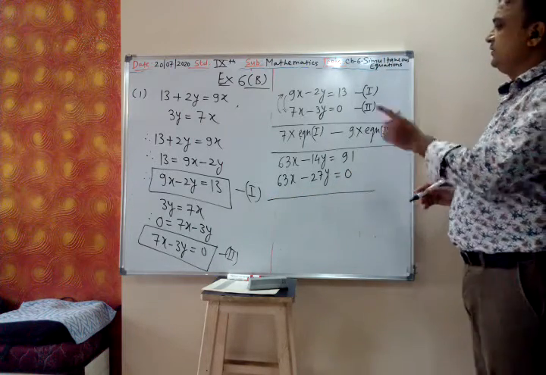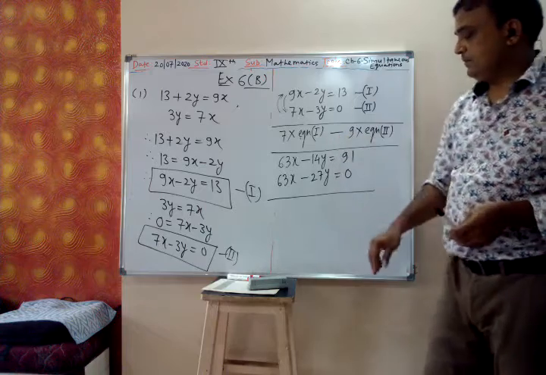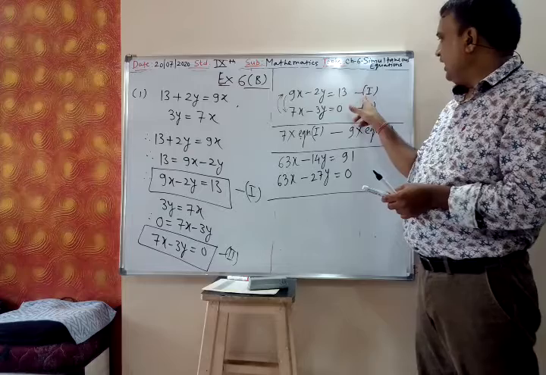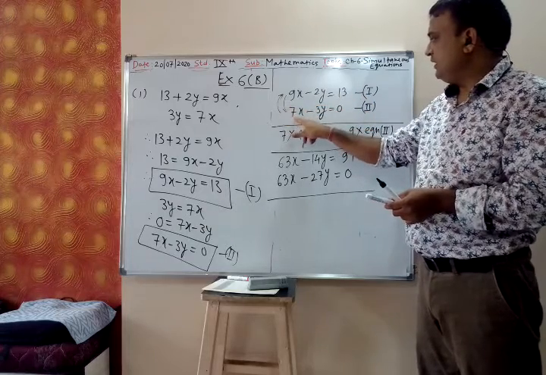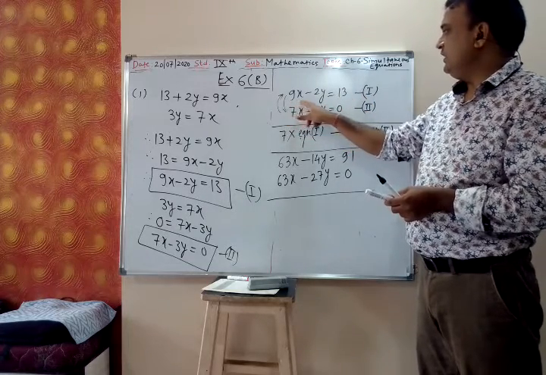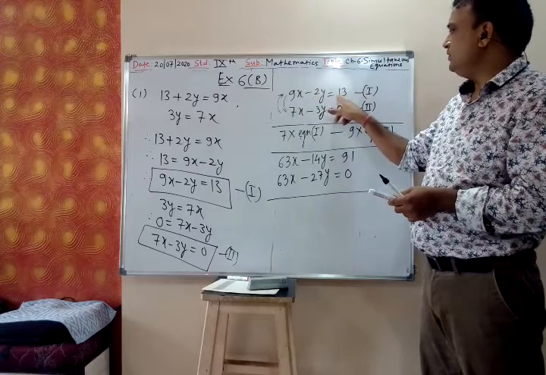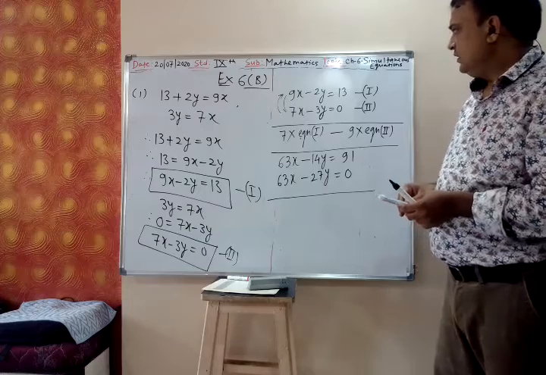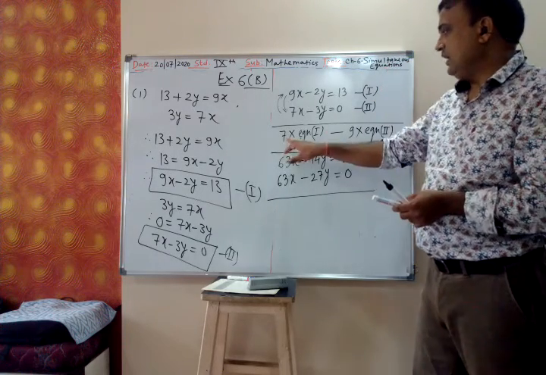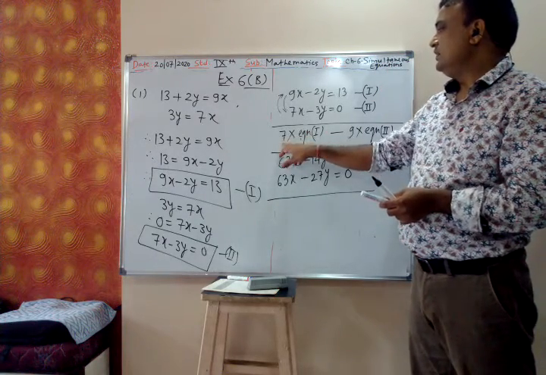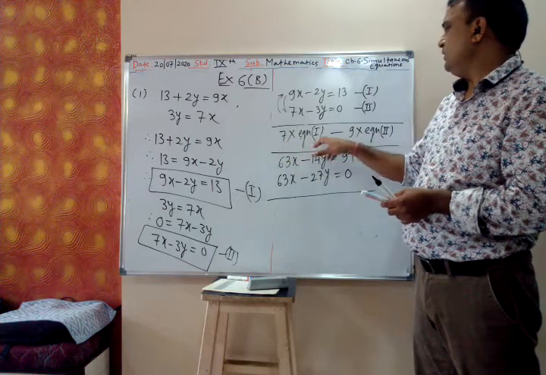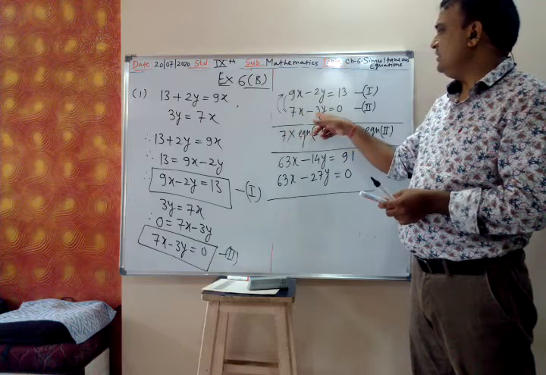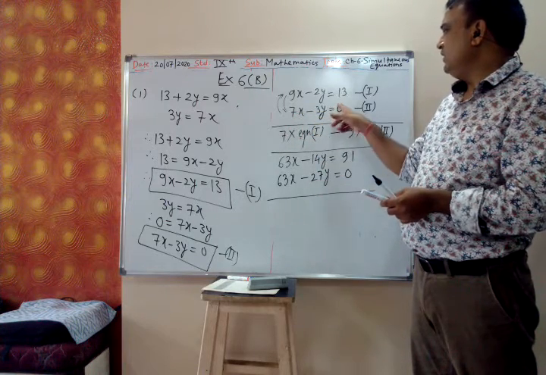Equation 1 I will multiply by the coefficient of x, 7. So 7 into 9, 63x, 7 into 2, 14y, 13 into 7, 91. Only by 7. I have written 7 into equation 1. Then equation 2 I will multiply by 9. So 9 into 7, 63x, 9 into 3, 27y, 9 into 0, 0.